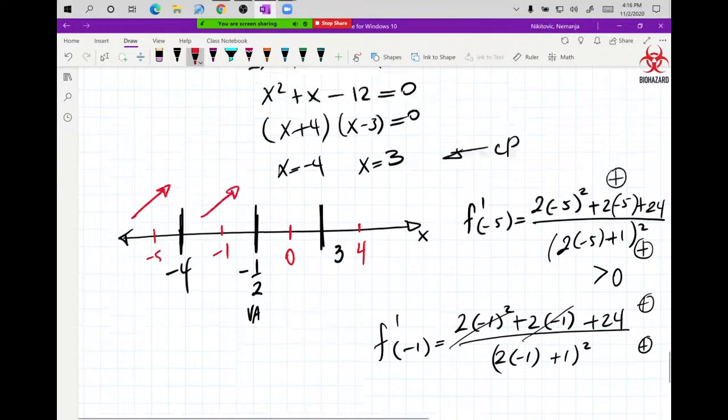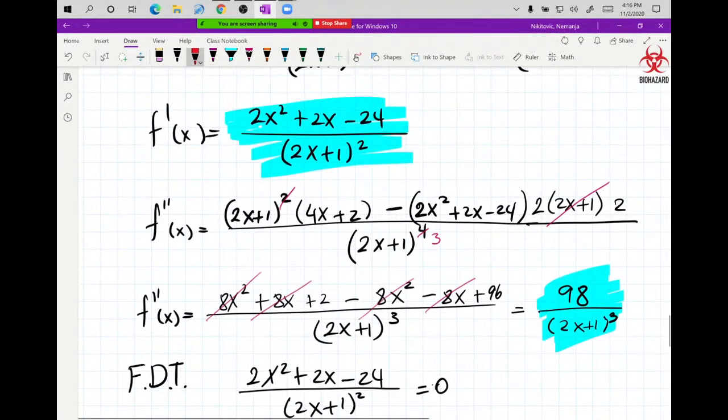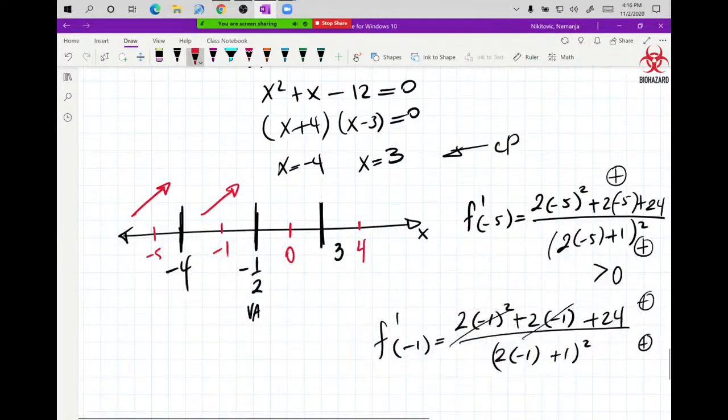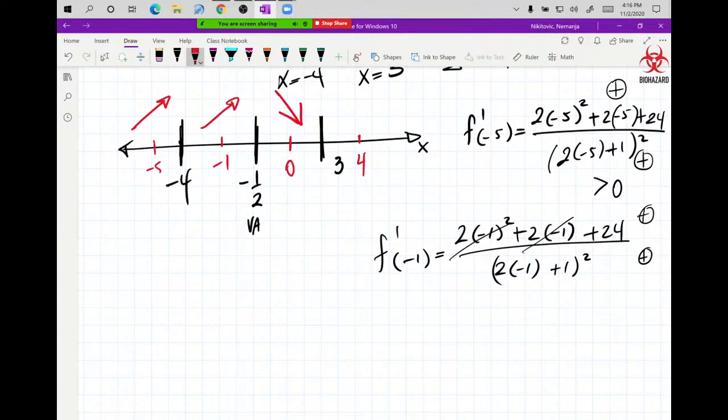Now, when you plug in 0, there's nothing easier than plugging in 0. That's -24 over the positive number. So that one is going to be a negative. And now, do you see how it's increase, increase, and then decrease? So this is why you can't just memorize and alternate. You have to compute.